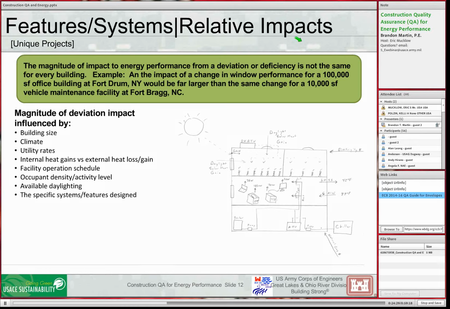So, are all factors that relate to energy performance equal? No. Different energy conservation features and systems have different impacts. And we don't need to concentrate on each of them equally. The magnitude of those impacts depends on a lot of different factors. It depends on the building size, the climate, utility rates, the internal heat gains, what's the operating schedule, what's the occupant density, how much available daylight. All those things have an impact on energy. An example would be the window performance for a 100,000 square foot office building at Fort Drum is a far larger issue than the same change for a 10,000 square foot vehicle maintenance facility at Fort Bragg. We may be less concerned with the window performance at Fort Bragg in this 10,000 square foot facility than we would with this larger facility in a colder climate.